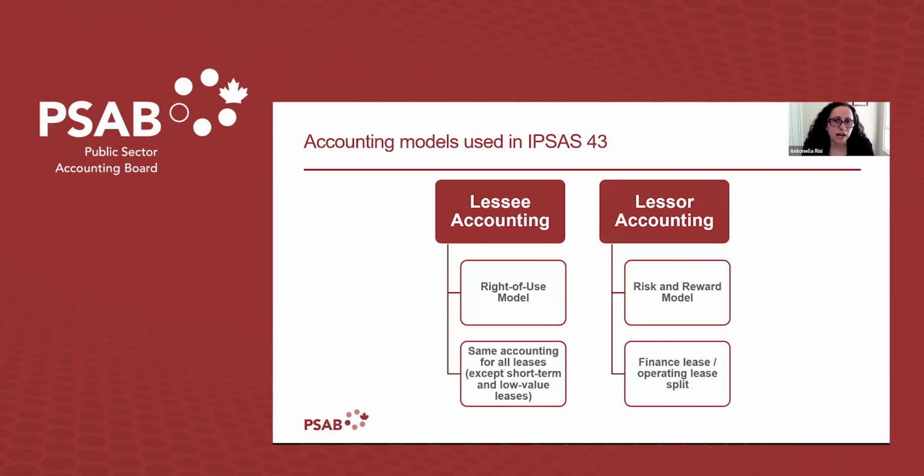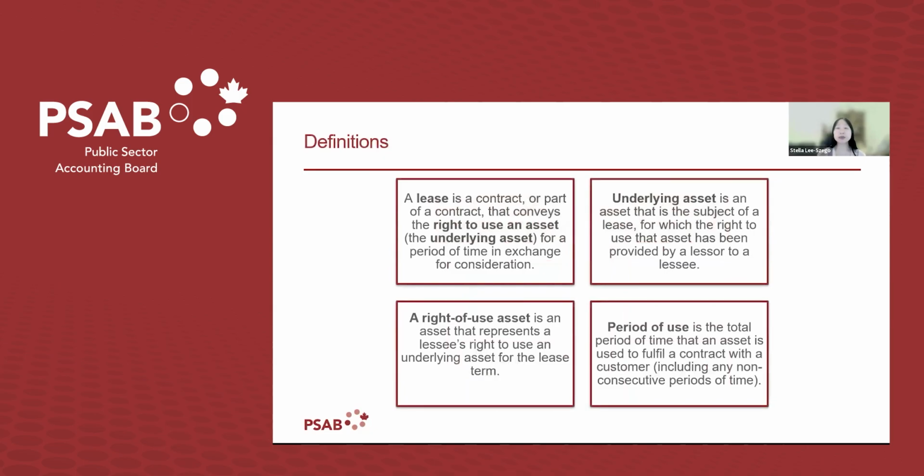Stella, before we dive deep into the accounting models used in IPSAS 43, could you start by explaining what a lease is? Absolutely. This is what we'll be looking at on our next slide. Simply put, a lease is a contract, or sometimes part of a larger contract, that gives one party the right to use an asset, what we call the underlying asset, for a specific period. In return, the user provides some form of payment or consideration to the owner.